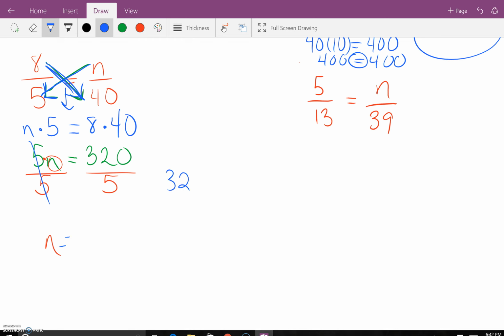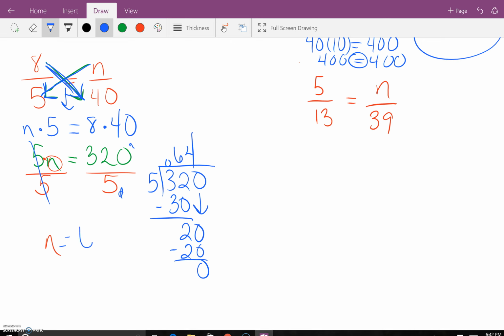Now, I'm not going to be able to work this one in my head, so I'm just going to take numerator divided by denominator. And bring down my 0. Okay, so in this case, n equals 64.